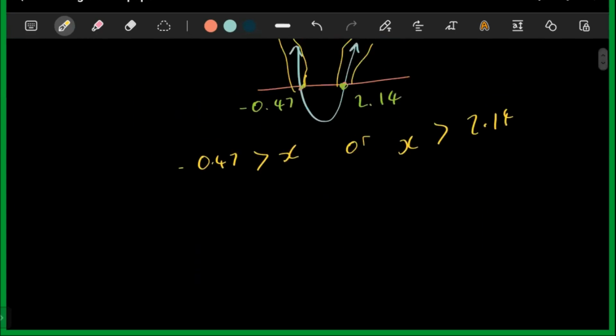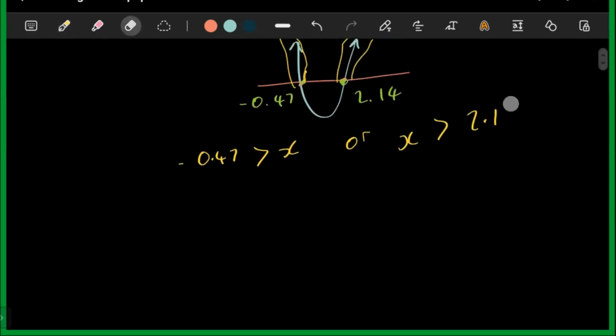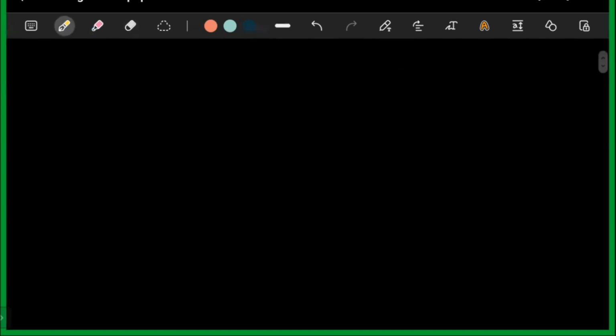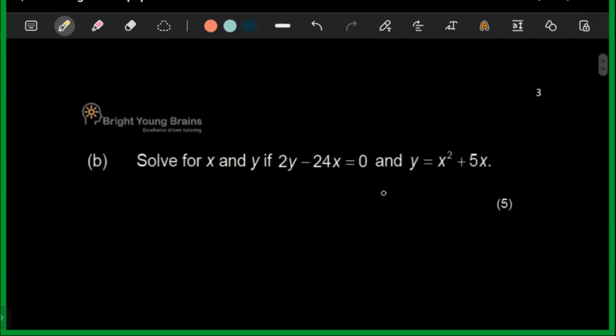The next question, oh wait, let me just write this nicely. This is a 4. The next question says solve for x and y simultaneously for 5 marks. So nothing crazy here, nothing major really.